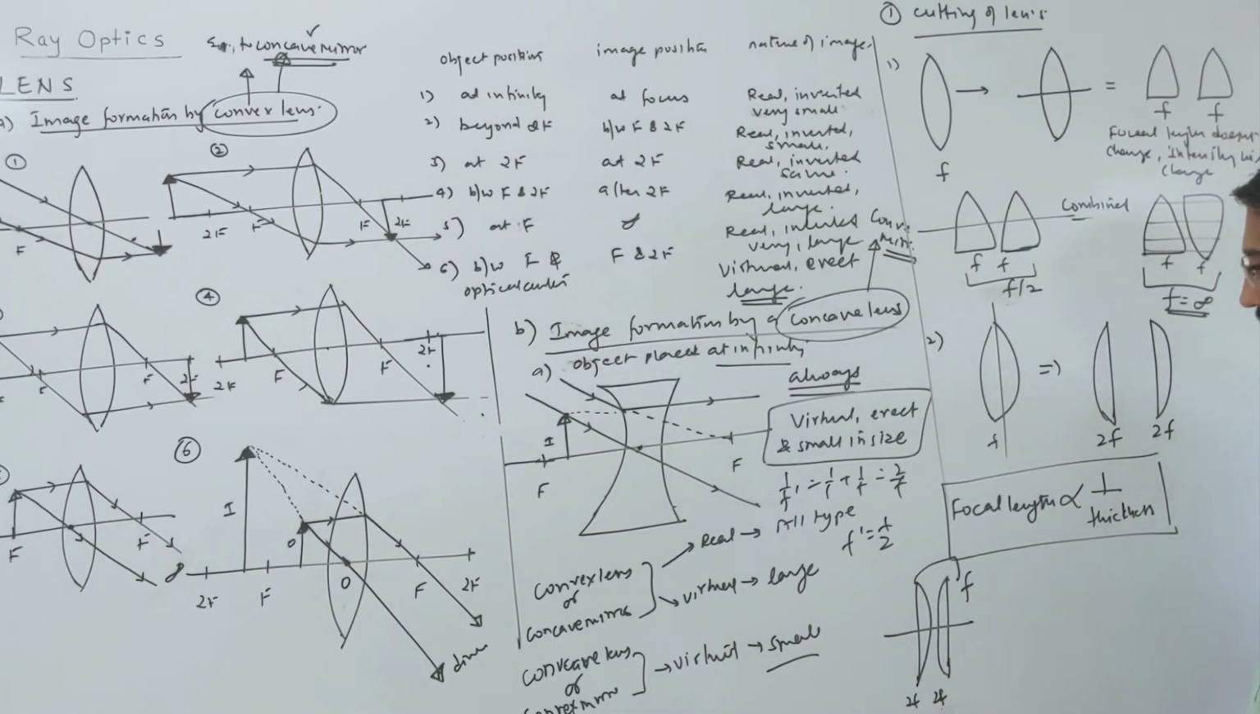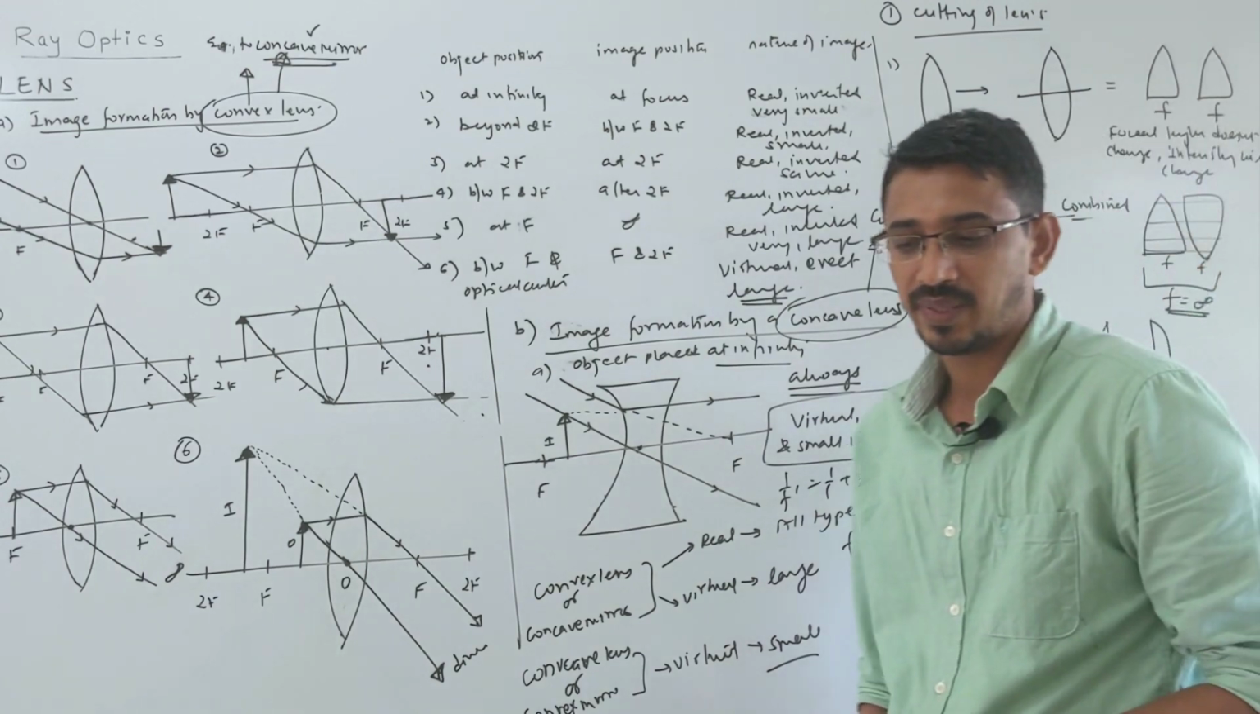You can put it like this. Is there any other combination you can put? No, like this way only. So this is your answer. This is what happens with cutting of a lens. If you cut a lens, then what will happen.